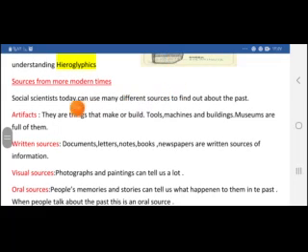Now we are going to study about sources from more modern times. Are all the sources, is all the evidence from the past, old bones, old buildings, old books, old paintings on rocks? No. We can have modern or new sources of information. Social scientists today can use many different sources to find out about the past.